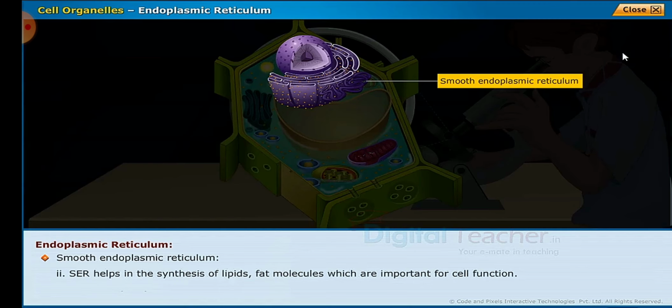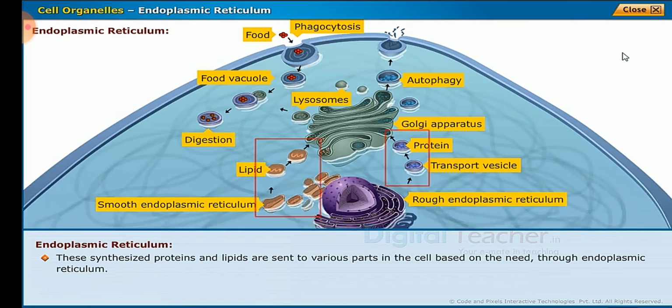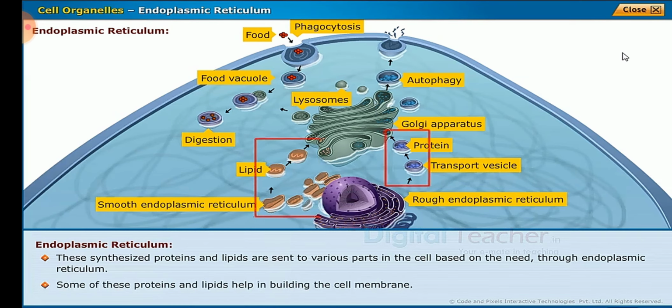SER helps in the manufacturing of lipids, fat molecules, which are important for cell function. These manufactured proteins and lipids are sent to various parts in the cell based on the need through endoplasmic reticulum. Some of these proteins and lipids help in building the cell membrane.